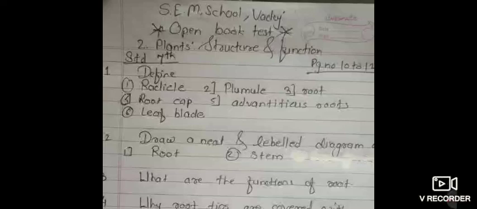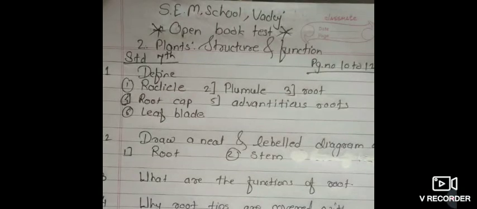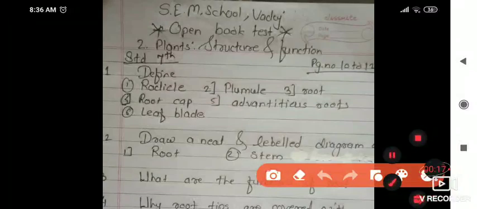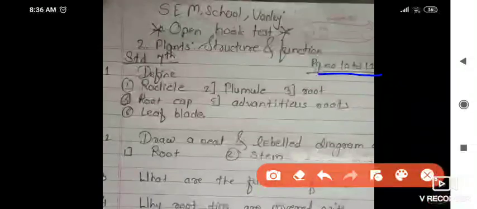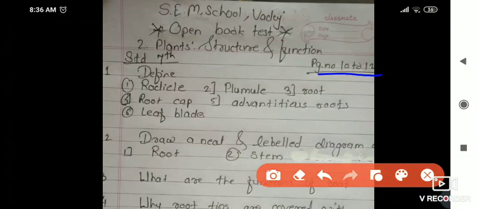Hello students, today we will discuss the open book test that I sent you yesterday. Here are the questions, for standard 7th, page number 10 to 12. You have to refer to this textbook's pages 10 to 12 and solve this test. First of all, the question that I gave you is the define.